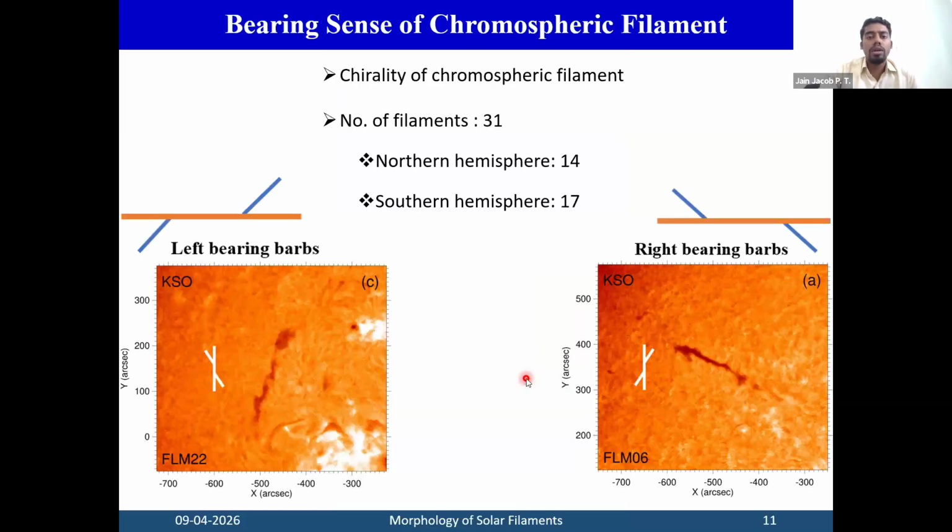When it comes to the bearing sense of the chromospheric filament, the chirality can be estimated using the bearing sense of the chromospheric filament. We found 31 filaments showing bearing sense; in the northern hemisphere we have seen 14 filaments, and in the southern hemisphere we have seen 17 filaments. The left panel shows an example of a filament with a left bearing barb, and its schematic representation is shown here, and a filament with a right bearing barb is shown in the right panel, and this orientation shows the right bearing schematic diagram.